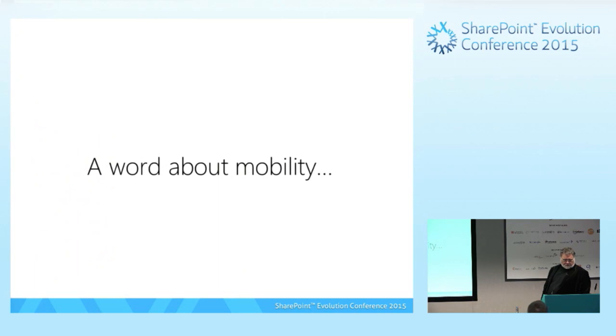Last thing, or near the last thing, I want to take a moment and talk about mobility because it comes up a lot. There are people that talk about mobile all the time. And this is more of a warning.